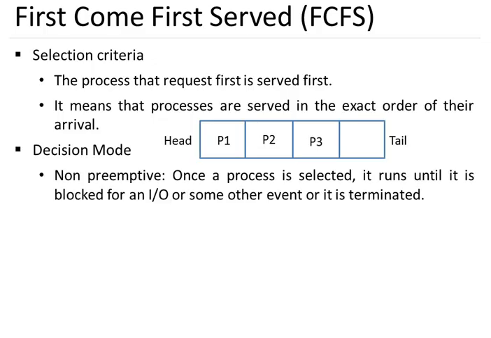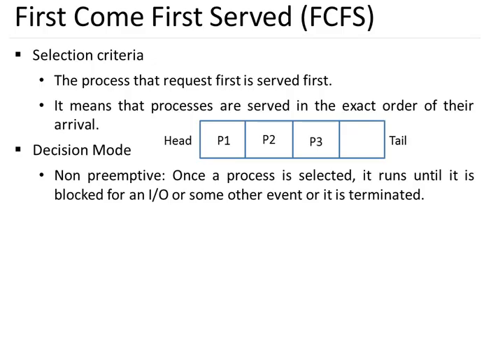And the decision mode is non-preemptive. So what does non-preemptive mean? Non-preemptive nature means that once a process is selected, it runs until it is blocked for an IO or some other event, or it is terminated. You just need to remember one point here: non-preemptive means the process is not interrupted until it is blocked for an IO or some other event, or it is terminated.